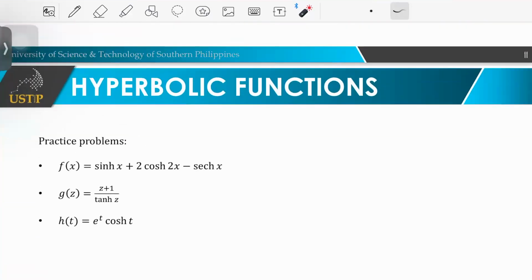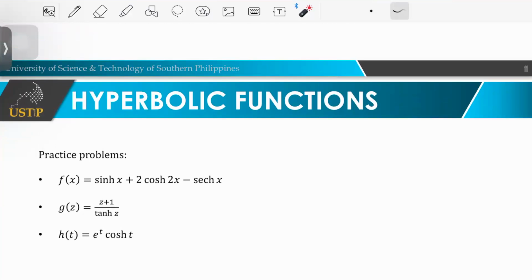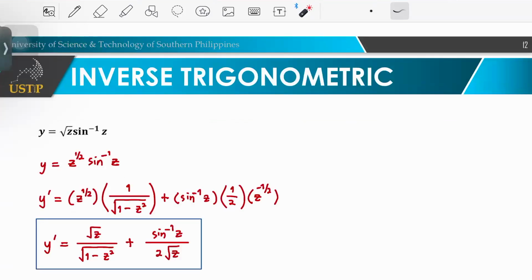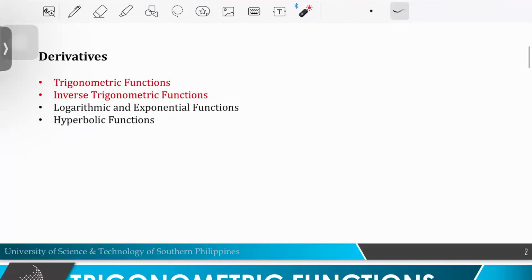And here are some practice problems for you to solve. You can compare them with your classmates, or check online to see if your answers are right. There are also many of these in Paul's lecture notes for different types of functions, so you can practice. That would be all for trigonometric, inverse, exponential, logarithmic, and hyperbolic.